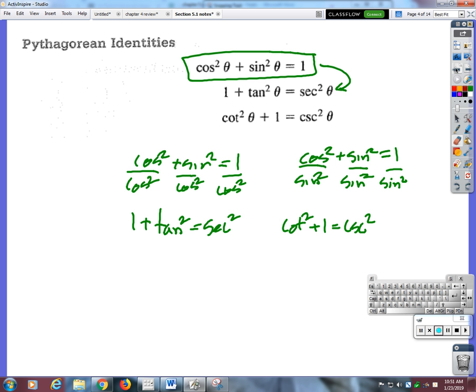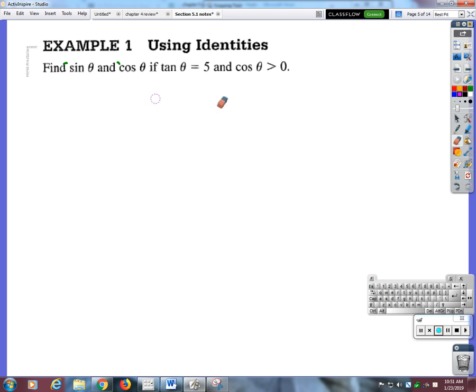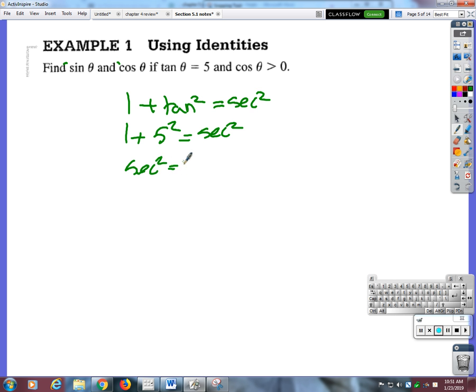On this one right here, it says 1 plus tangent squared equals secant squared, right? Okay, so if tangent is 5, then I can rewrite this as 1 plus 5 squared equals secant squared. And so that means secant squared equals 26, correct? Which means that secant equals plus or minus the square root of 26. 25 plus 1. Okay? Are you guys with me so far?